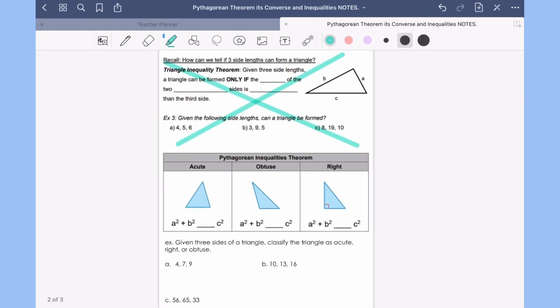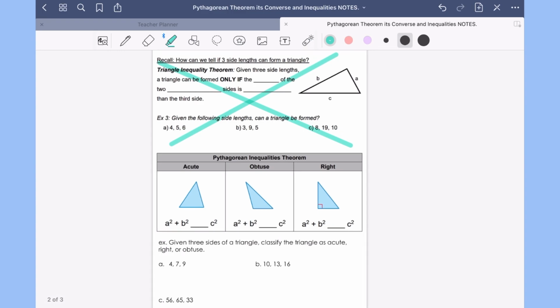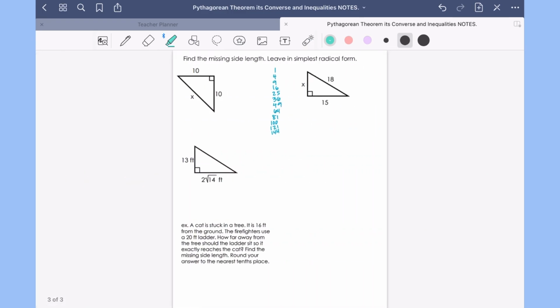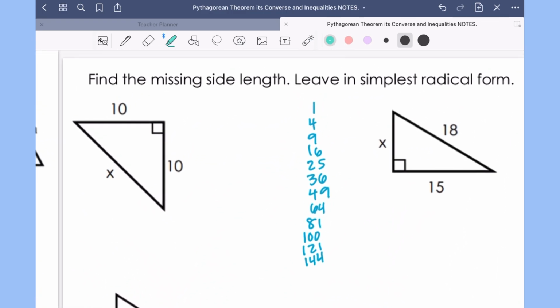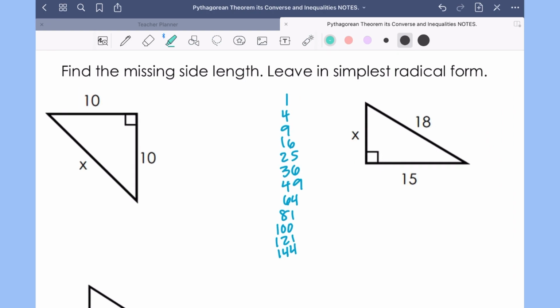Actually, I want to move to a problem that is about the Pythagorean theorem. So yeah, this one. Let's do this one together. So in class, we did this one together. It says, find the missing length, leave in simplest radical form. So this is one part of the problem, finding the missing length. And then the second part is leaving the answer in radical form. Okay, so let's start with the first part.